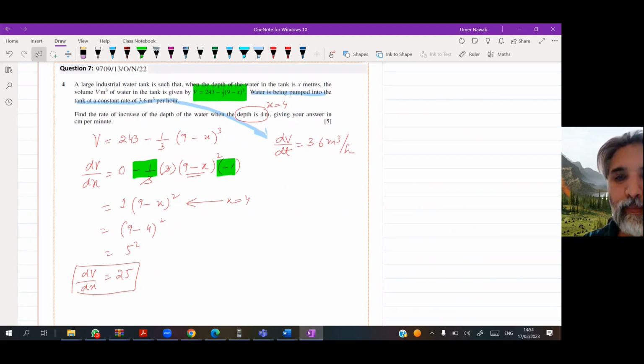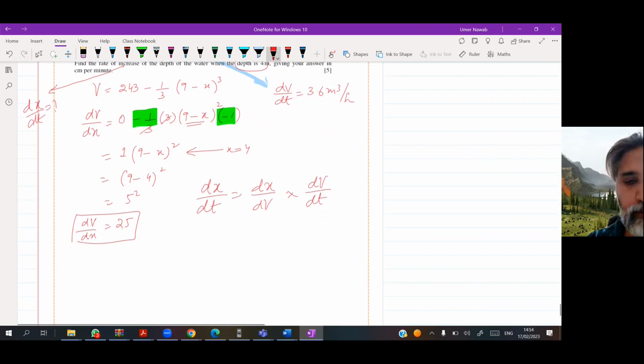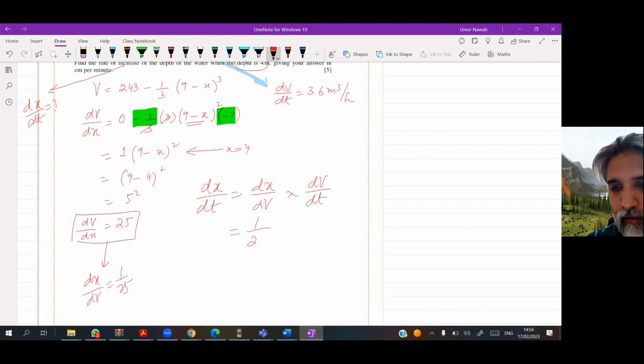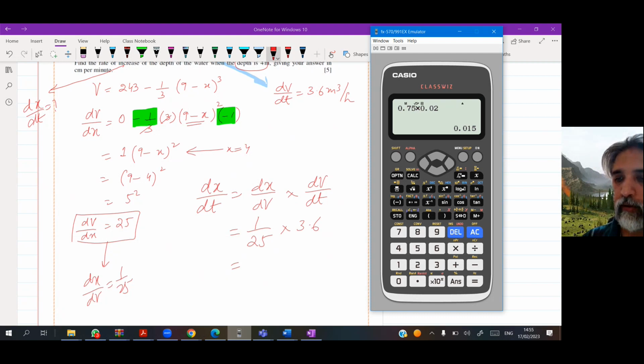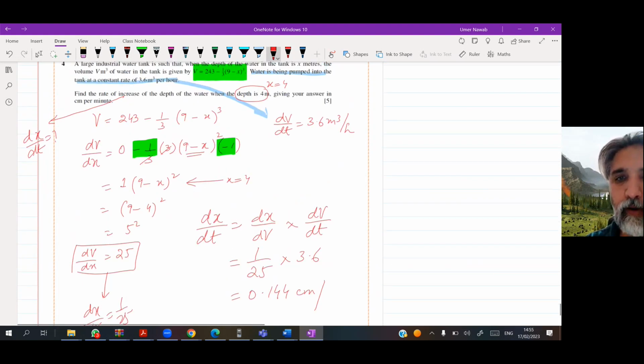Now I want to find the depth of the water, that is dx over dt. Can I split dx over dt into 2 fractions? dx over dV times dV over dt. This is dV by dx, so reciprocate it. And dV by dt is 3.6. 3.6 divided by 25 gives us 0.144 meters per hour.